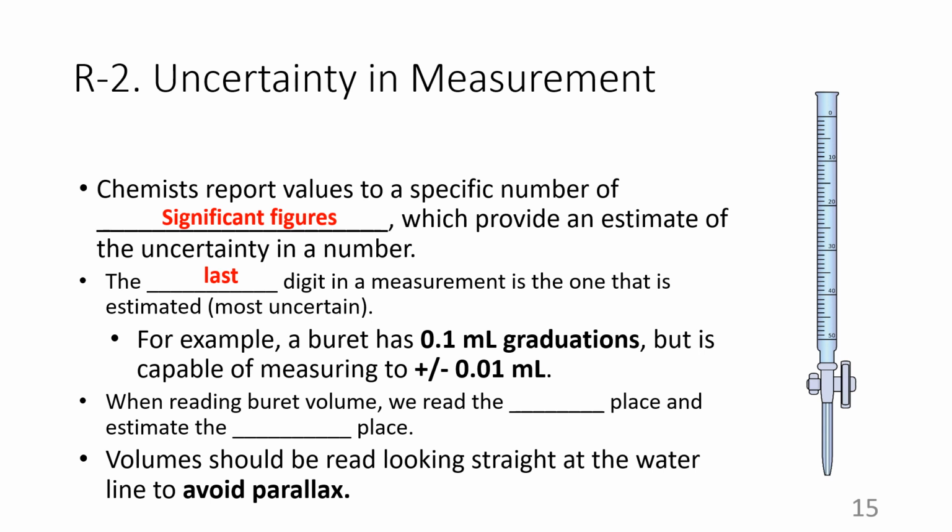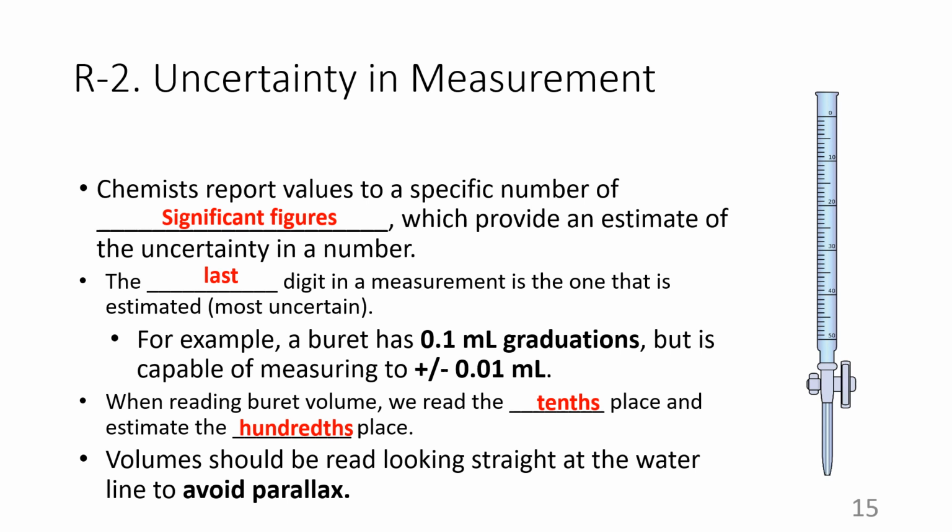For example, if you're reading volume from a burette, each of the lines is 0.1 milliliters, so you will then estimate to the 0.01 mL. That estimation of the last decimal place is the one digit that is uncertain. So when we're reading the burette volume, we're going to read the tenths place, and then we're going to estimate the hundredths place, and that's how we will report the value to the nearest 0.01 of a milliliter.